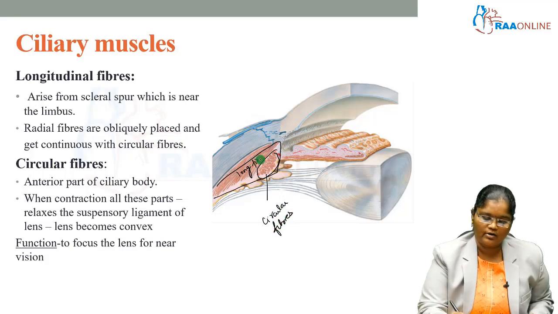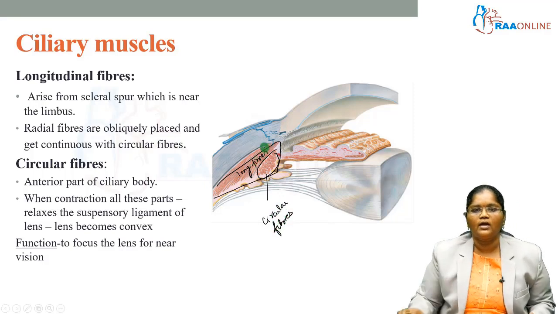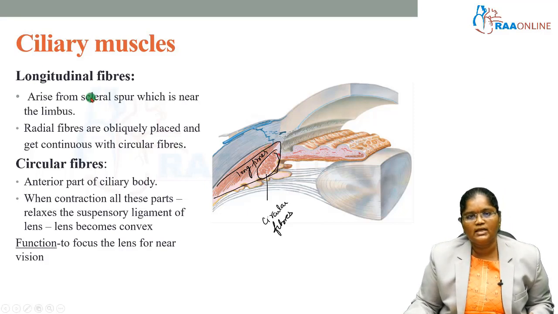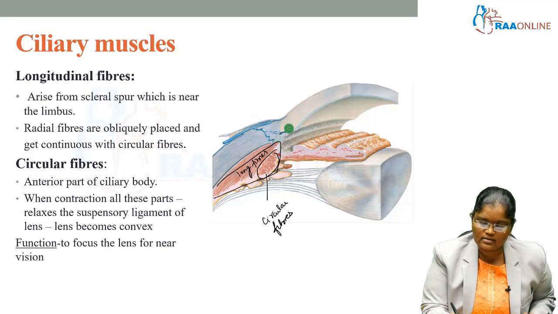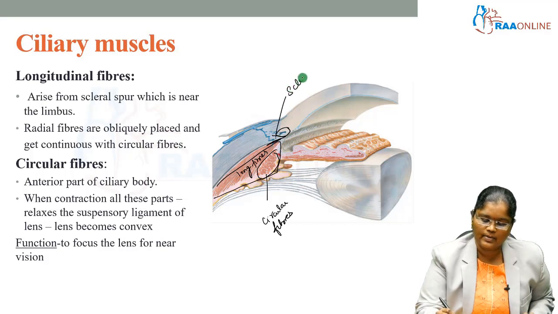The longitudinal fibers arise from the scleral spur. So this is the scleral spur as already explained. This is the canal of Schlemm. Posterior to that, this projection is the scleral spur.